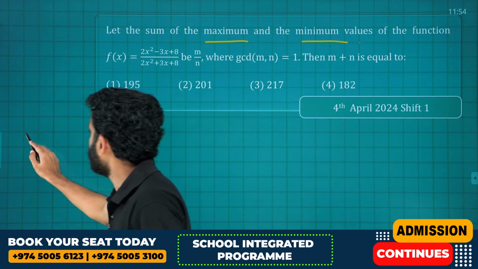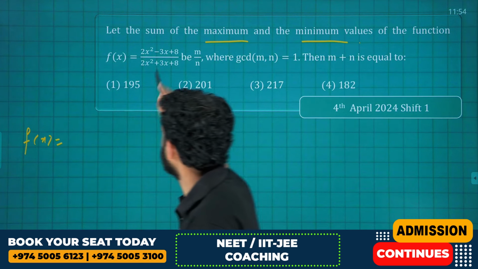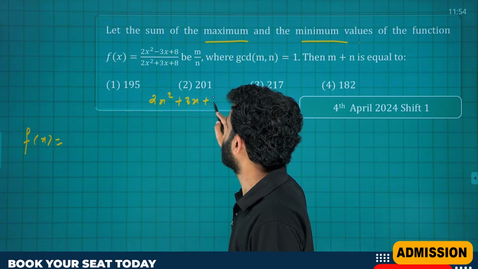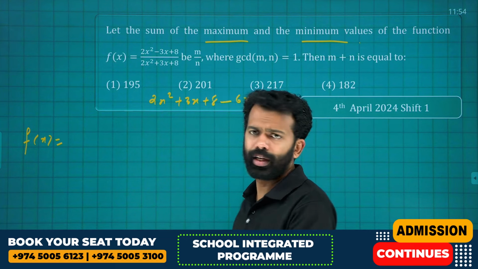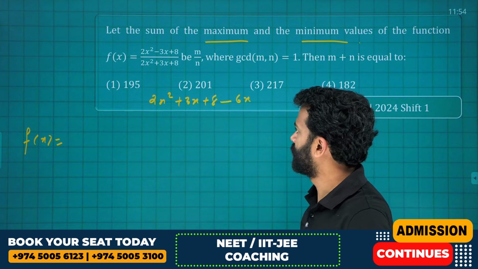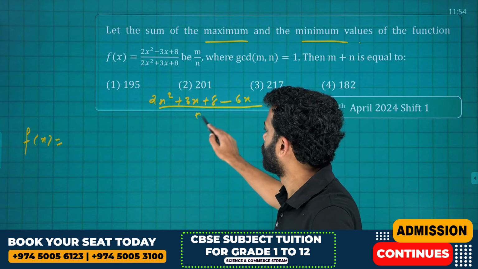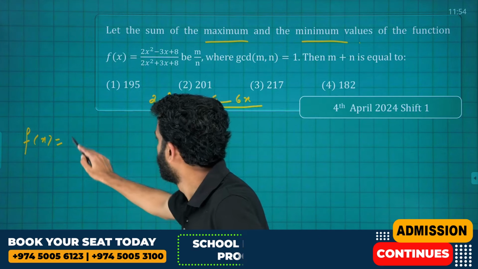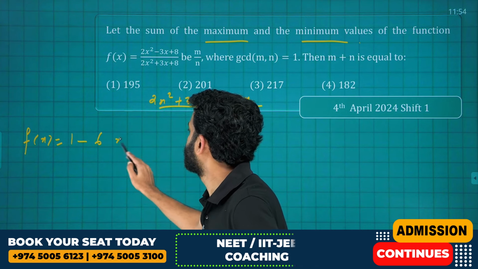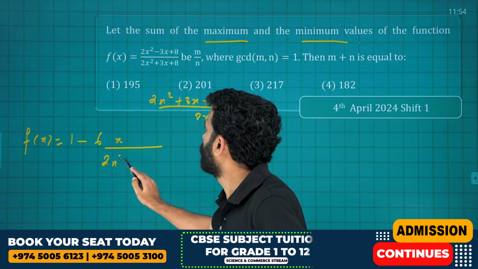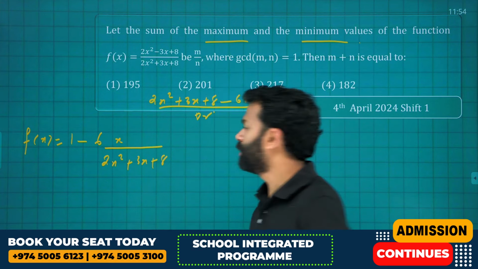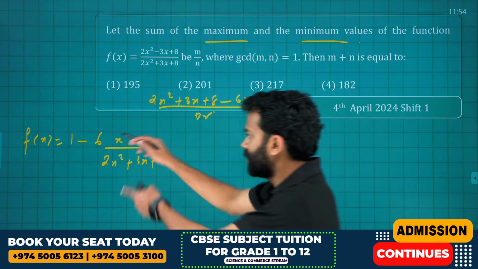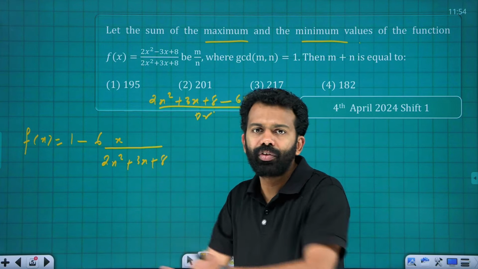Therefore, f of x is equal to, see, the numerator can be expressed like this: 2x² + 3x + 8 − 6x. That is actually 2x² − 3x + 8, divided by the denominator. See, this numerator part and the denominator will be the same. Therefore, f of x is 1 − 6x divided by 2x² + 3x + 8. This can be represented like this. Our objective is to make the differentiation easier by expressing it this way.